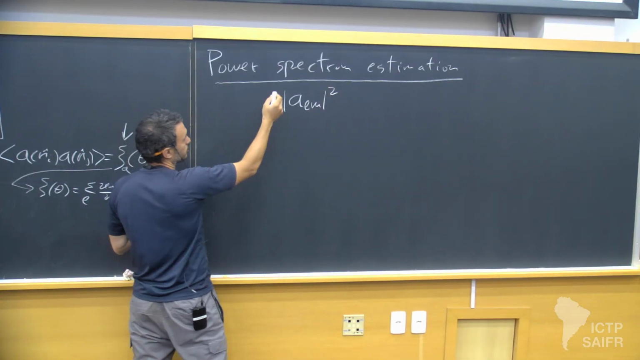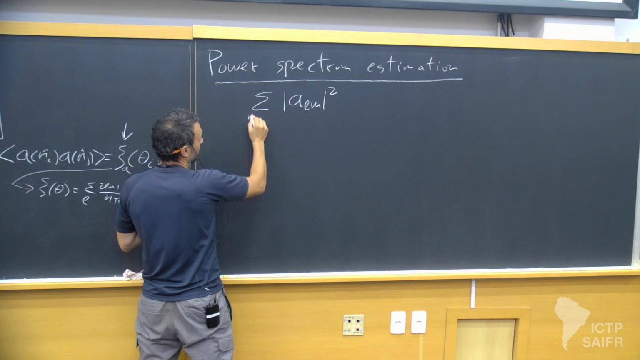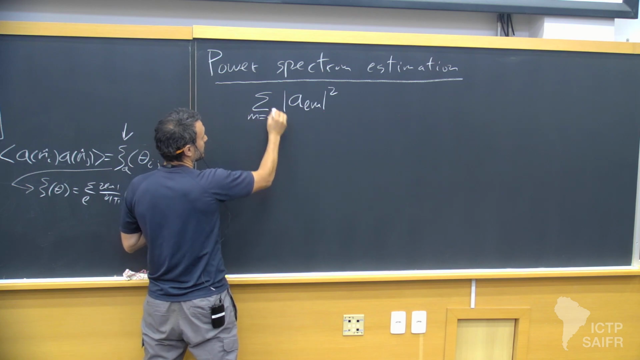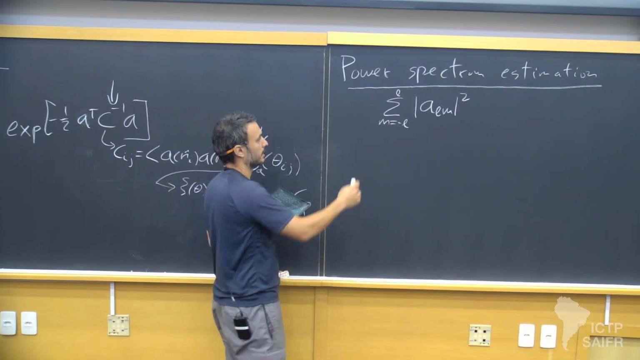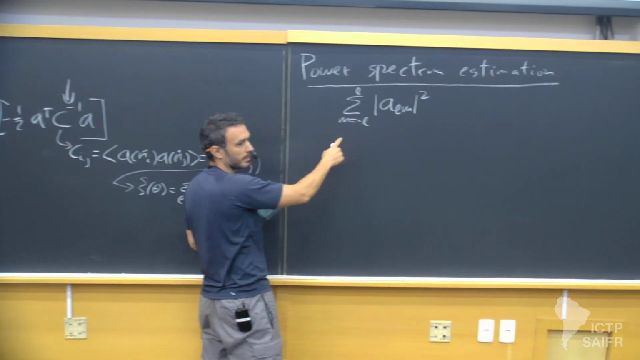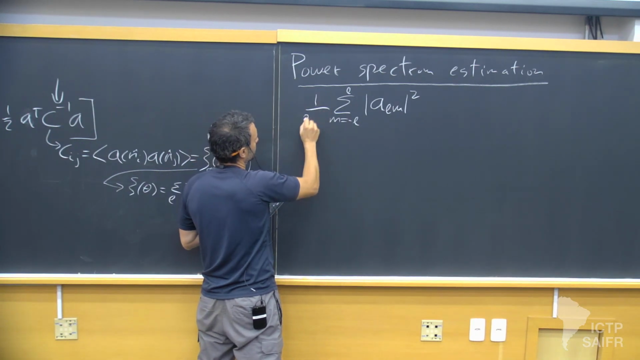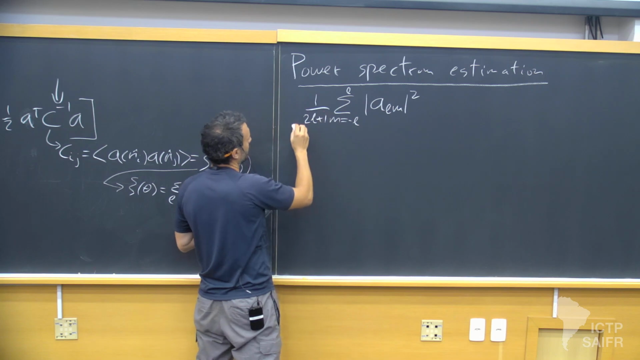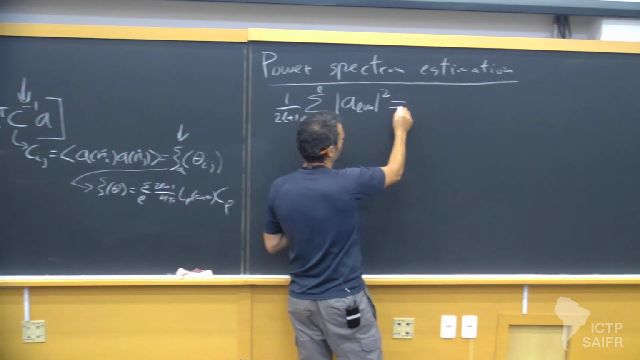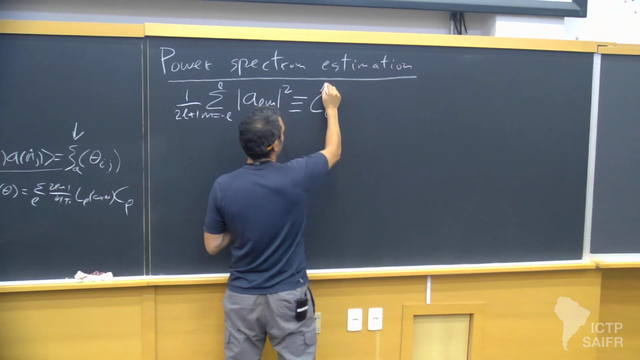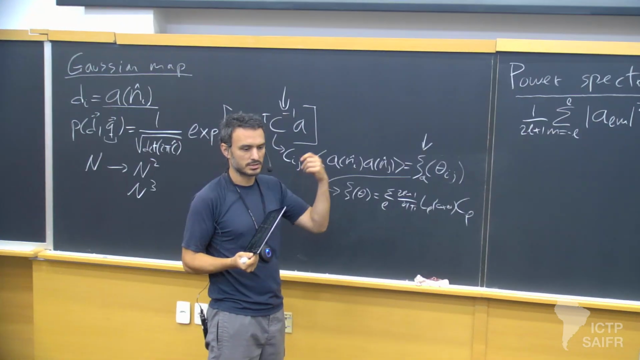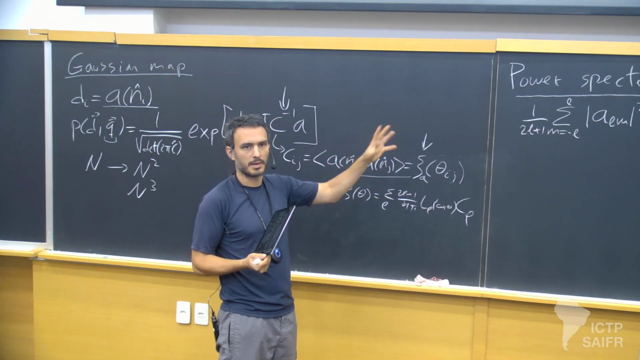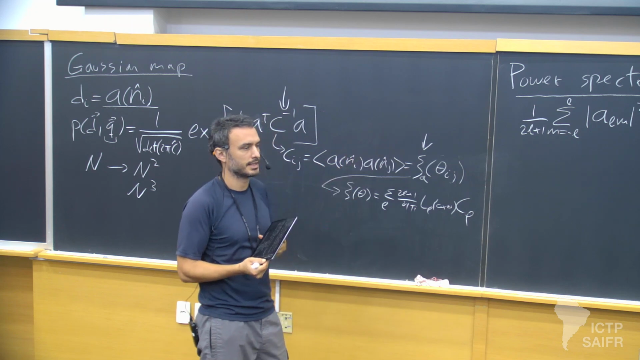So we take that, we square that, sum over all possible values of M from minus L to L. How many of them is that? Well, that's 2L plus 1, because you also have M equals 0 here. So divide by that. And this is your estimator for the power spectrum. Putting a hat on anything means it's an estimator, meaning some combination of data. So there's no parameter dependence. There is just some combination of our data.